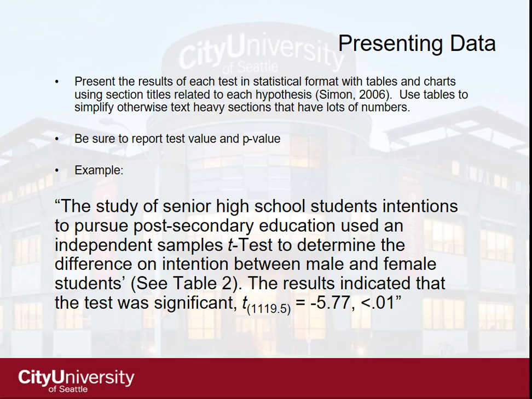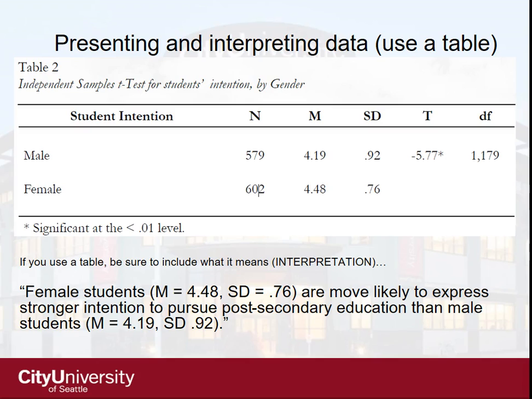Okay? So here's an example. The study of senior high school students' intentions to pursue post-secondary education used an independent samples t-test, there it is, to determine the difference on intention between male and female students. See Table 2, more stuff. The results indicated, and so on and so forth. So again, if you see here in this example, they mention the type of test, they mention the results, and if there's more data associated with this, then you want to do that as well. Include that in an appendix or table.